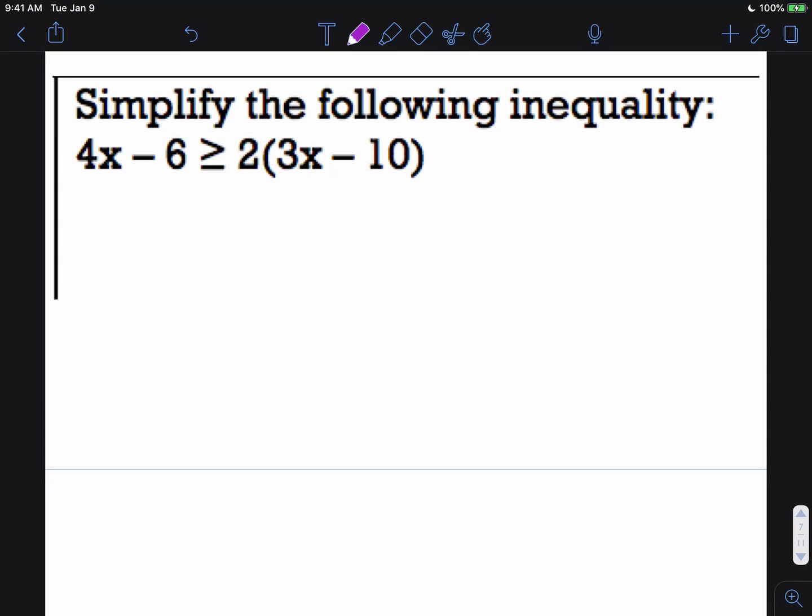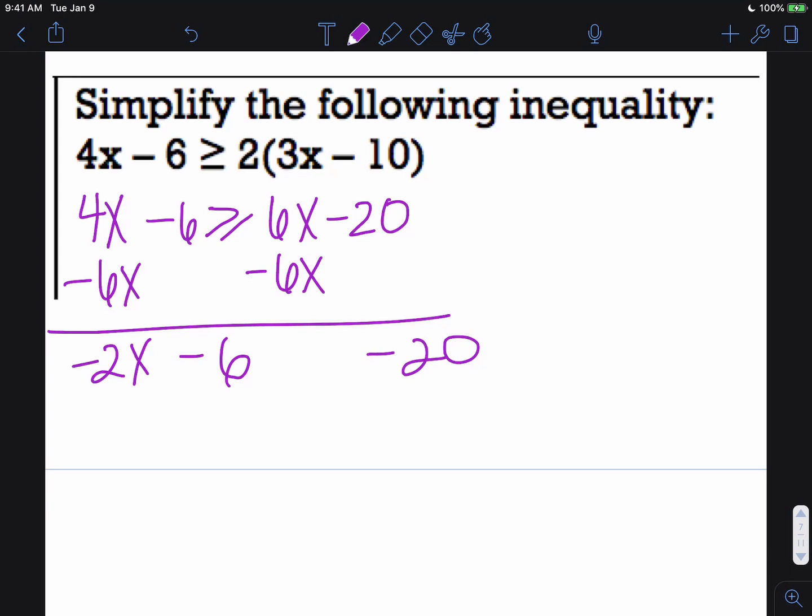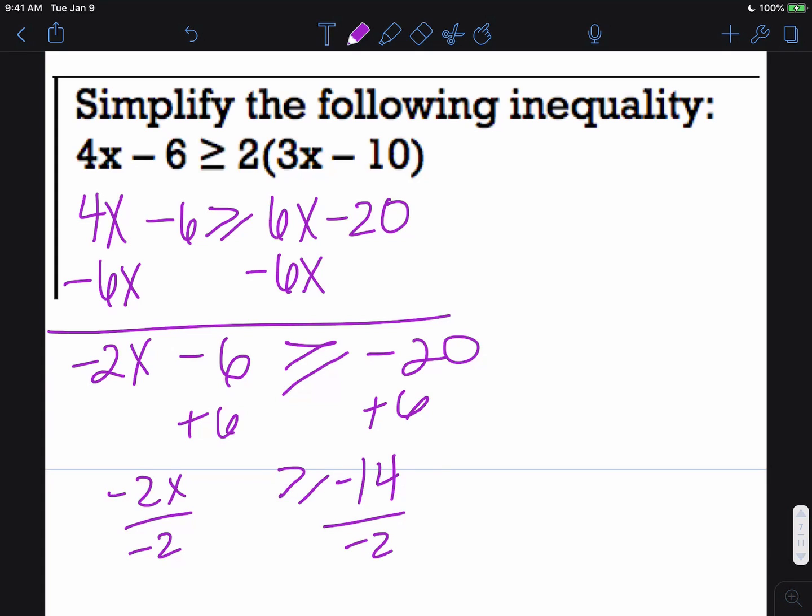Next one, simplify the inequality. All right, first, let's go ahead and get rid of those parentheses. Now I'm going to move all my x's over to the left. Since I did not multiply or divide both sides by a negative number, I'm going to go ahead and leave my symbol the same. Now I'm going to go ahead and move my 6. No change in my symbol. Now I'm going to divide by my coefficient. And I end up with an answer of x has some relationship to 7.